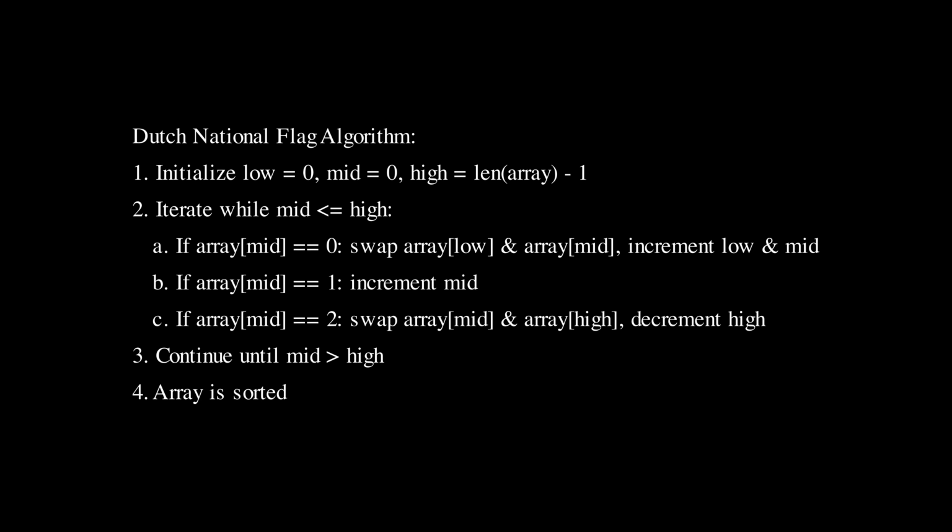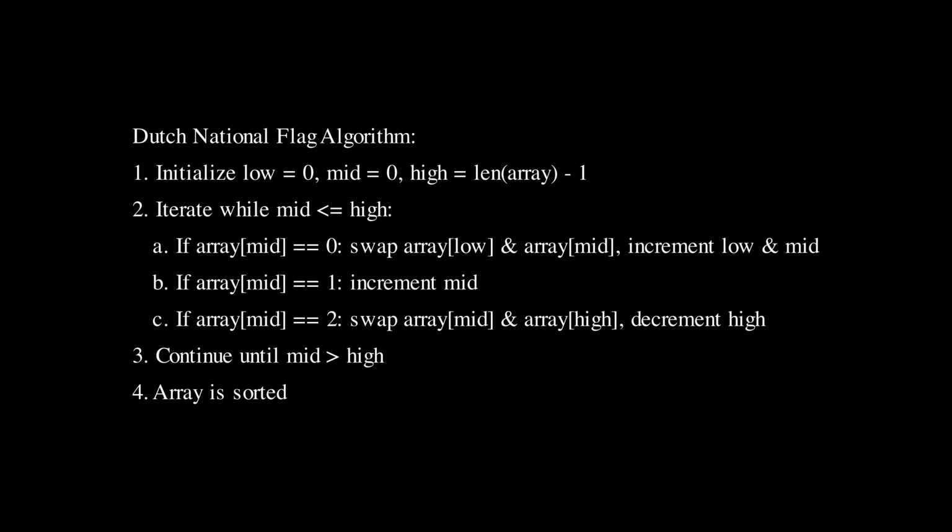During each iteration, we look at the value of the element at the mid pointer. If it's 0, we swap it with the element at the low pointer, and then increment both the low and mid. This effectively moves all the zeros to the beginning of the array. If the element at mid is 1, we simply move the mid pointer forward. We're leaving all the 1s in the middle. However, if the element is 2, we swap it with the element at the high pointer, and then decrement the high. This moves all the 2s towards the end.